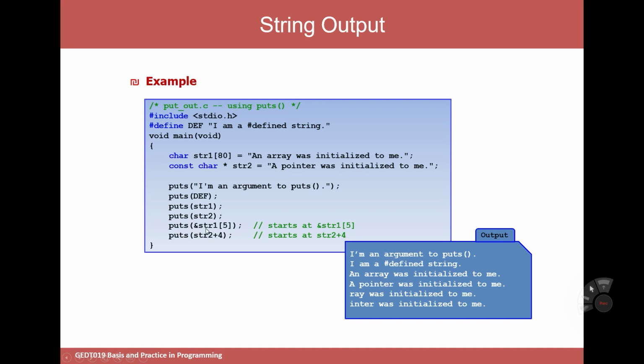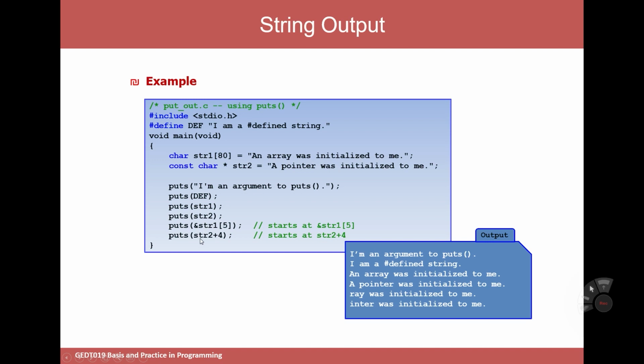So here I say start from the address of element number 5 in string 1. So element number 5, this one: 0, 1, 2, 3, 4, 5. That means start from here. So it will start printing from here. It will start printing from "Ray was initialized". So this is here.